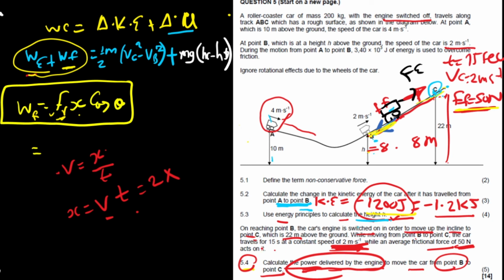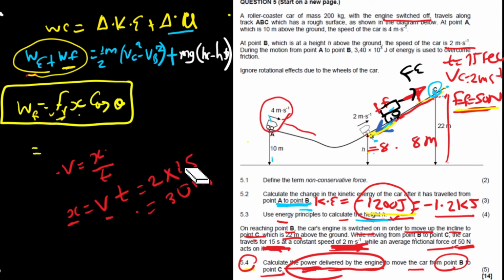It is 15 seconds from B to C. So it's equal to velocity times 15 seconds, or equal to 30. So the distance from B to C is equal to 30 meters.